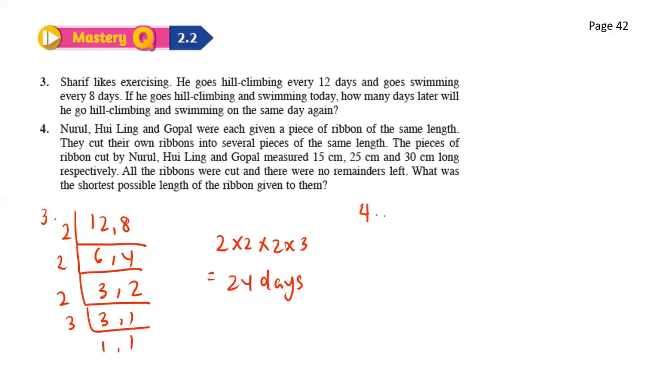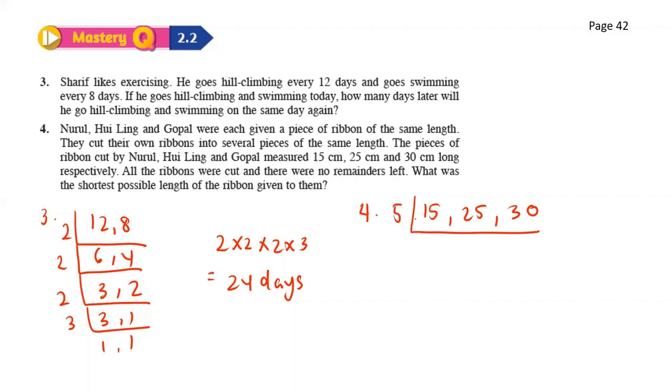Next for number 4, Nurul, Huiling and Gopal were each given a piece of ribbon of the same length. They cut their own ribbons into several pieces of the same length. The pieces of ribbon cut by Nurul, Huiling and Gopal measured 15 cm, 25 cm and 30 cm long respectively. All the ribbons were cut and there were no remainders left. What was the shortest possible length of the ribbon given to them? So here we have 15, 25 and 30.